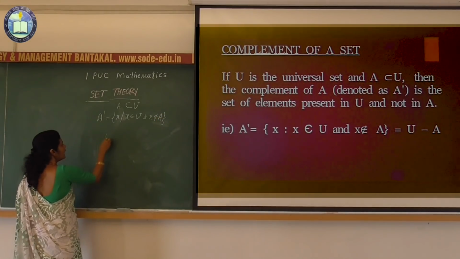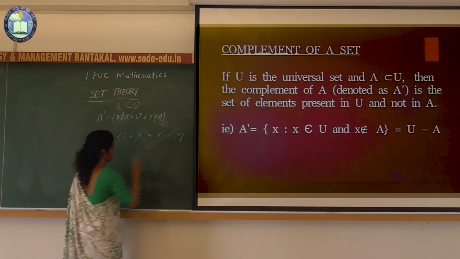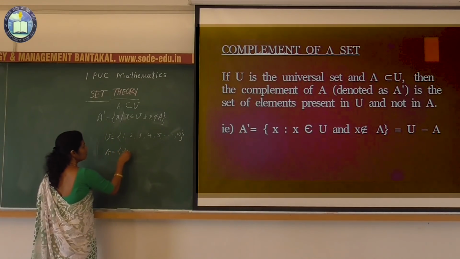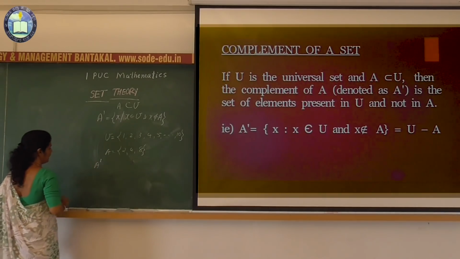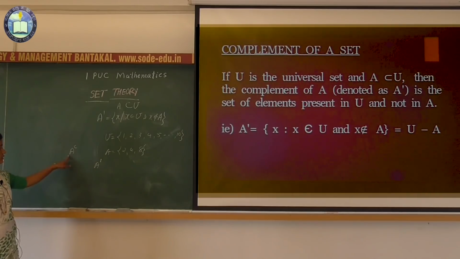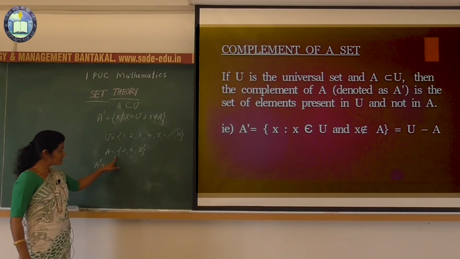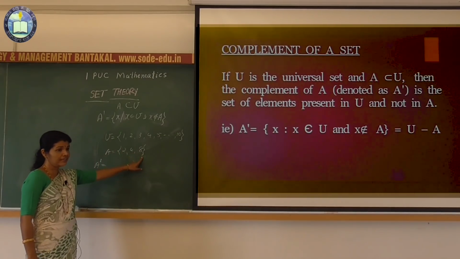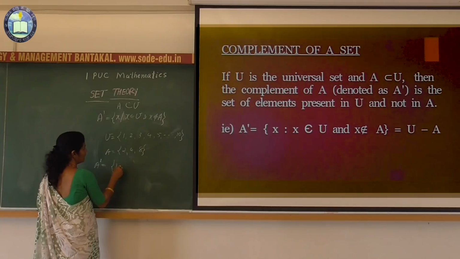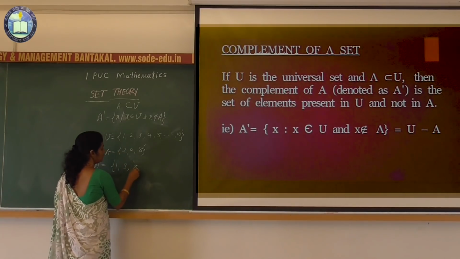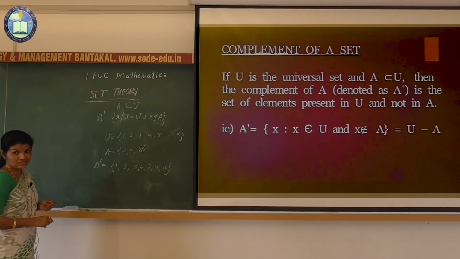For example, I'll take the universal set as 1, 2, 3, 4, 5, and so on till 10. Take A as 2, 4, 8. Now, if you want to write A complement, there is a usage like this, A dash. You can write A to the power C also. This also indicates A complement only. So A dash equals, except the elements of A, that is 2, 4, 8, you write all the elements which remain in U. So leave 2, 4, 8 and write all other entries: 1, 2 cannot be, 3, 4 cannot be, 5, 6, 7, 8 cannot be, 9 and 10. So this is A dash or A complement.